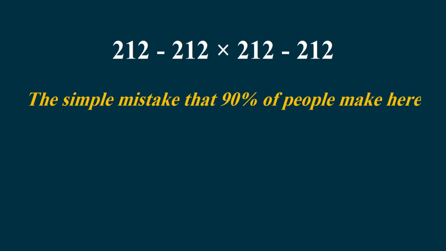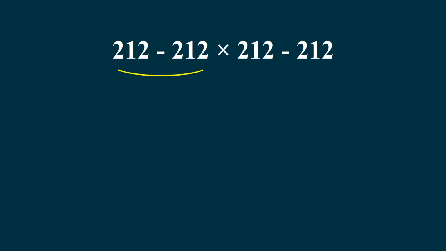In this future upload, 212 minus 212 equals 0, times 212 minus 212 equals 0. Now we have this problem, 0 times 0, which equals 0.